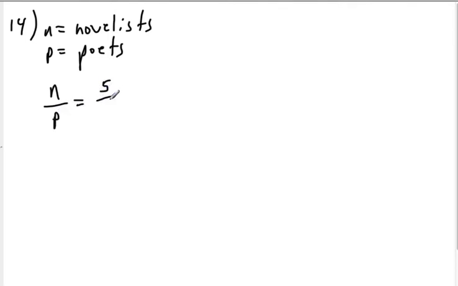14 says, write a system of equations to model the situation and then solve. A writing workshop enrolls novelists and poets. So we have novelists. Let's say n equals novelists, p equals poets. Novelists and poets in a ratio of 5 to 3. So novelists over poets equals 5 to 3. That is what a ratio means. It's a fraction. And there are 24 people. Well, if all of them are novelists and poets, then add them together and they are 24. So here's our two equations, and we can solve by any means necessary.